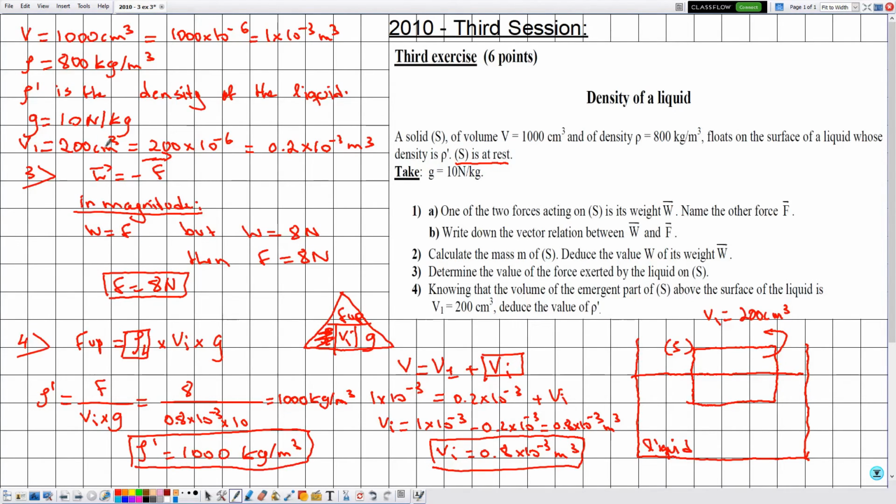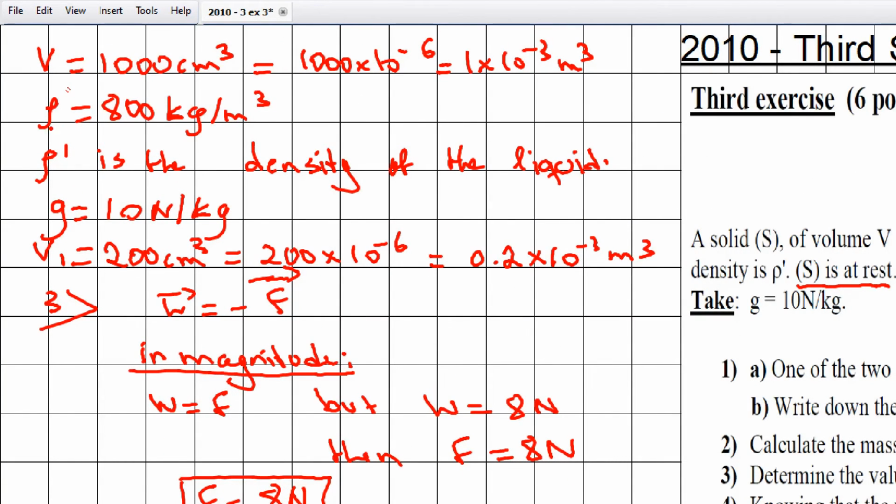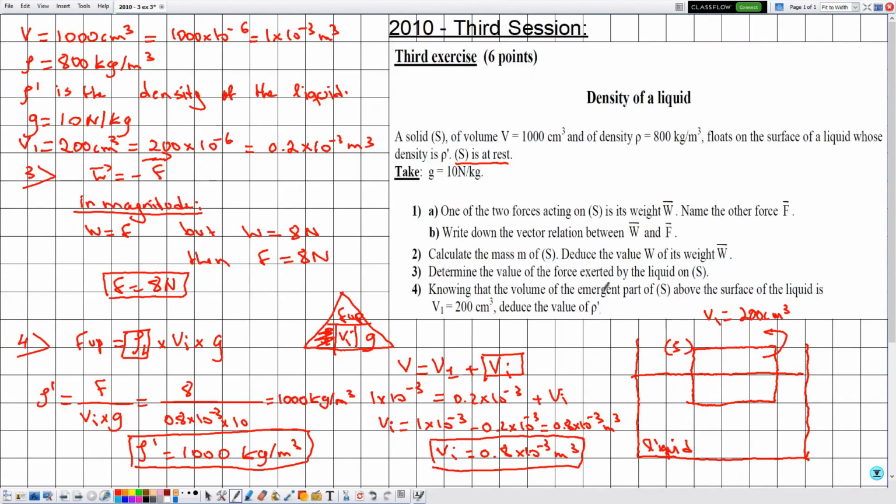Now comparing both densities, we already have the density of the solid as 800, and now we have that the density rho prime is 1000 kilogram per meter cube. Notice that the density of the solid is less than the density rho prime, as we expect, because the solid S is floating on the surface of the liquid. And by this we have finished solving this exercise.